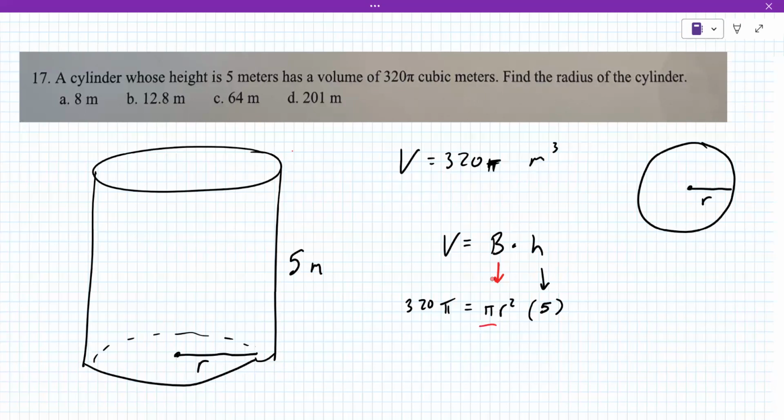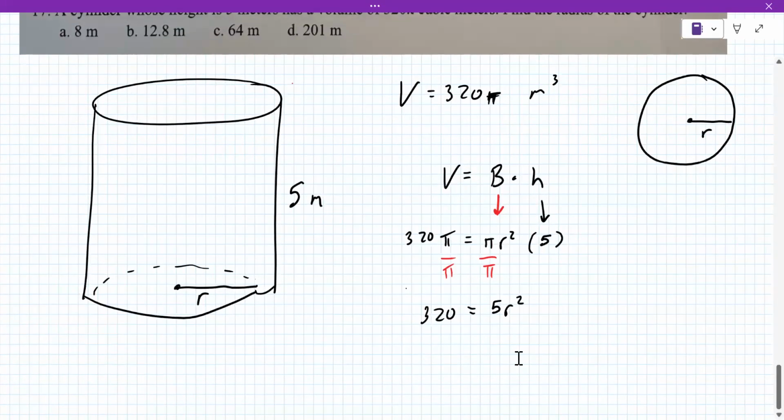So here you can actually divide both sides by pi to get that to cancel. That's a nice start. 5 r squared on the right side instead of the pi's. So you divide by 5. R squared is 64. So the radius is 8. What are the units of radius? 8 meters. Yes. All the lengths are the single dimension.